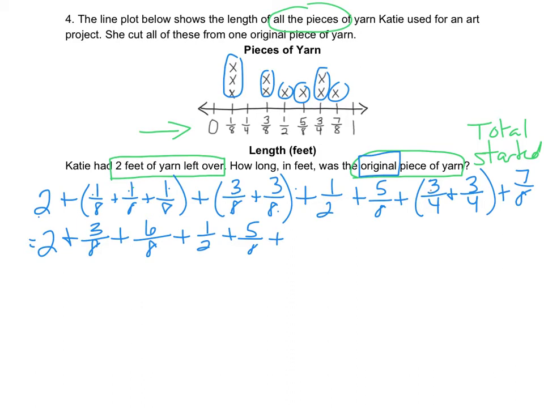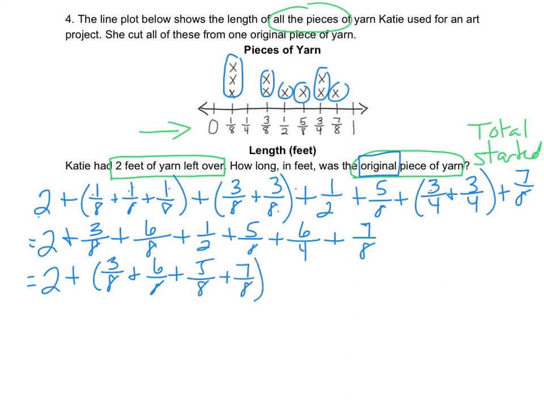Now I have 3 plus 3. Ooh, 6. But it's not 8ths this time like it was before. Now it is 4ths. And I'm not going to worry right now that it's an improper fraction, only when it's the final answer. And then I've got 7/8 by itself. All right, now I'm going to group the common denominators. So 2 plus, so I have 3/8 plus 6/8 plus 5/8 plus 7/8.